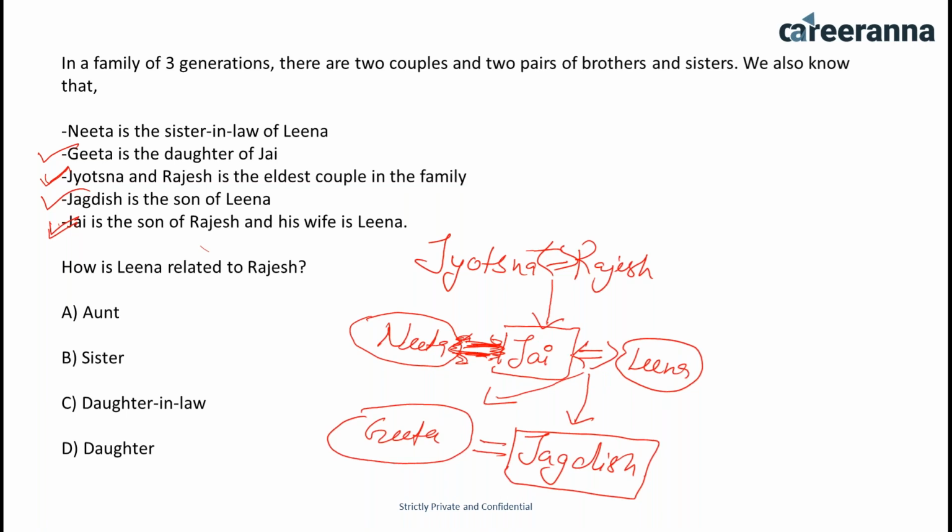Okay, now we already get this information from this data. Now, how is Leena related to Rajesh? Leena is the wife of Jay, and Jay is the son of Rajesh. So you can say that Leena is the daughter-in-law of Rajesh. Okay, so from this you can say option C is the right answer.